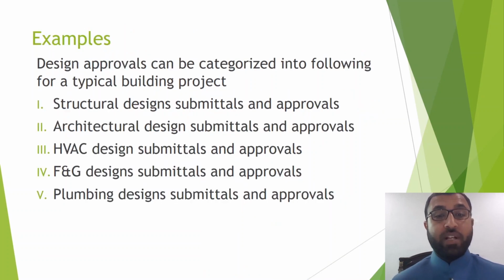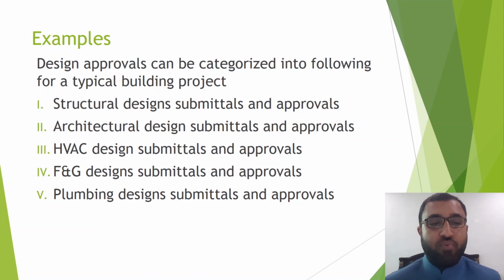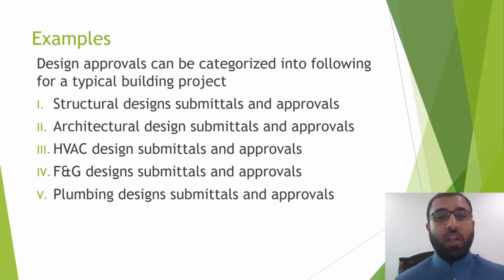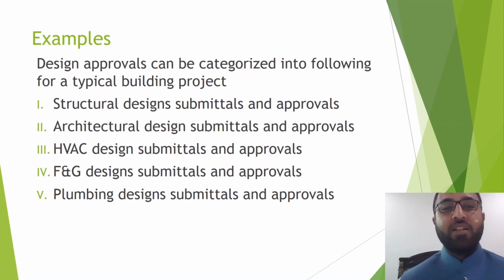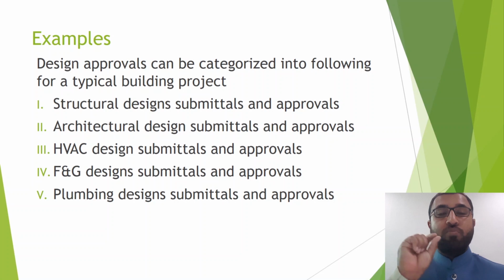Design approvals can be categorized into the following for a typical building project: structural designs, submittals and approvals; architectural designs, submittals and approvals; HVAC, then fire and gas, then plumbing, maybe elevator system, conveying system, maybe some finishing items, and many more. So you need to create the WBS for each individual component separately, and then you need to mention those materials there.